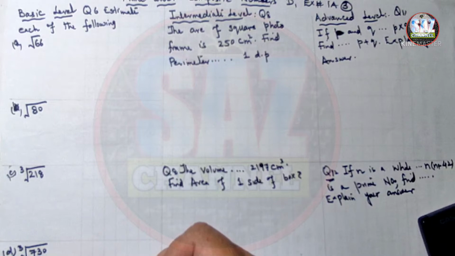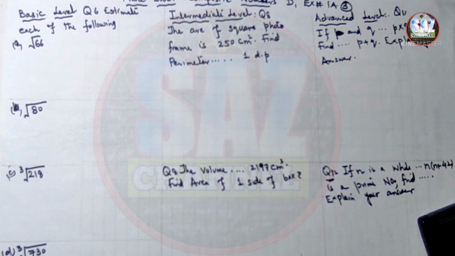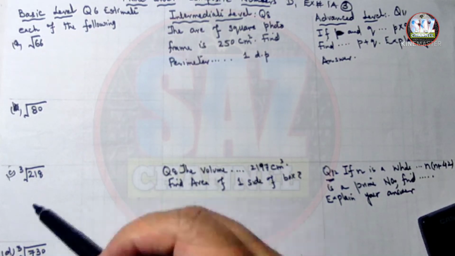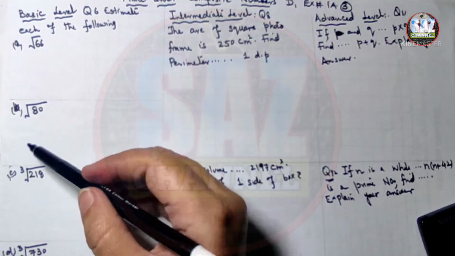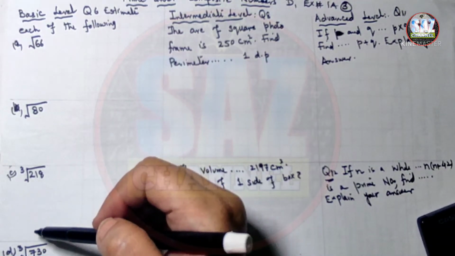Okay, as the question is about estimating, estimate is a guess. So what we have to do in these questions is think about those numbers whose square root or cube root can exist without the help of a calculator. Now think about the 66.